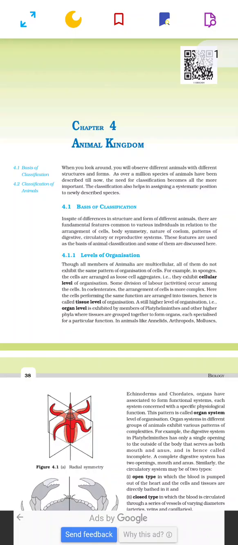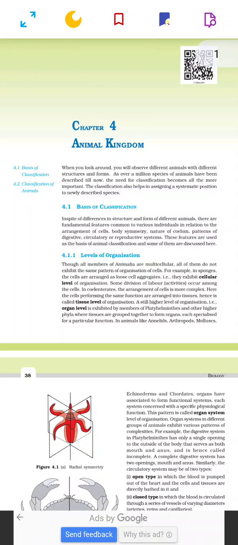In coelenterates, the arrangement of cells is more complex. Here, the cells performing the same function are arranged into tissues, hence it is called a tissue level of organization. A still higher level of organization, that is the organ level, is exhibited by members of Platyhelminthes and other higher phyla, where tissues are grouped together to form organs, each specialized for a particular function.